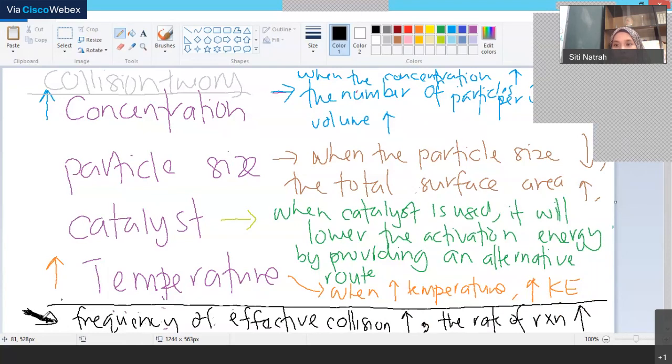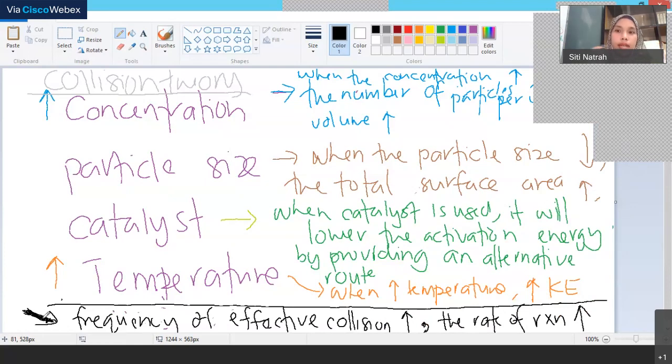So kalau contoh kamu ada perbandingan, kamu nak buat rendah, so contohnya temperature kamu kena rendah lah. So temperature jadi rendah, kinetic energy jadi rendah, frequency of effective collision jadi rendah, so the rate of reaction pun akan jadi rendah. So kalau ini cuma highlight satu je, which is biar buat semua increase so that kamu senang keyword dia. So frequency of effective collision increase.